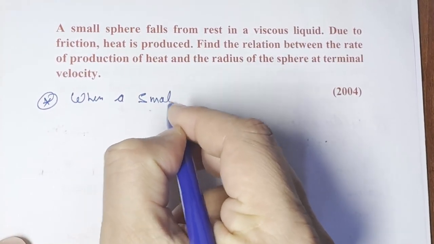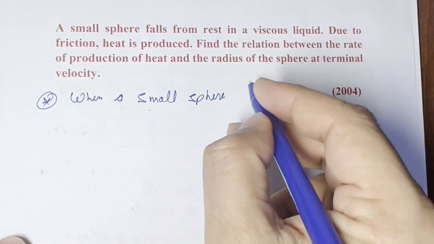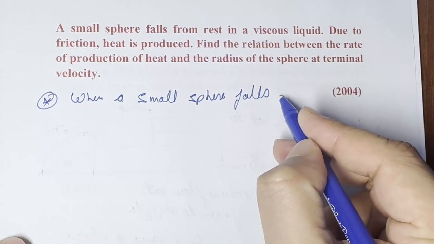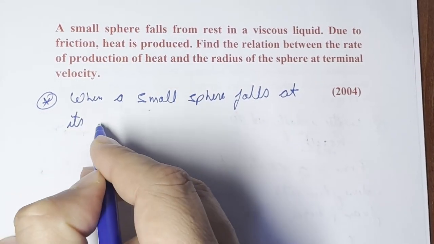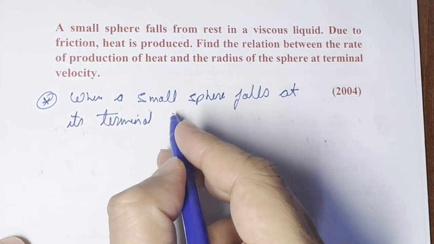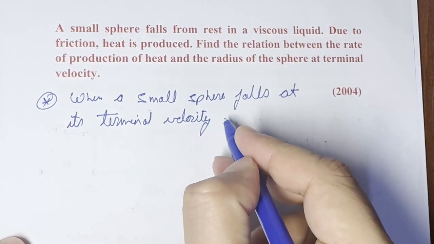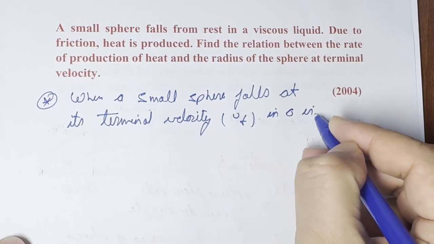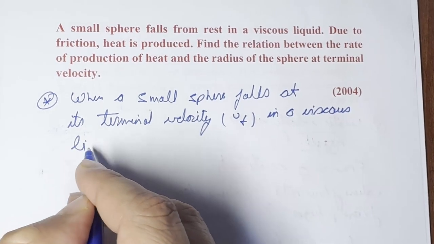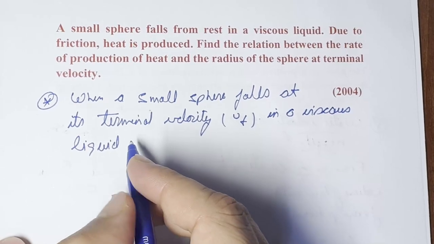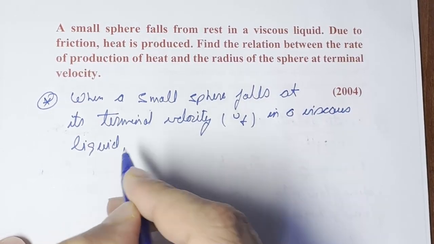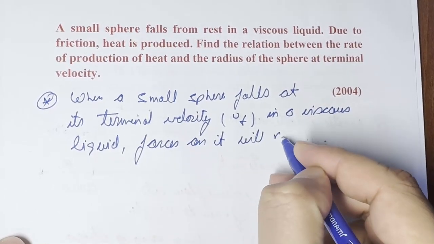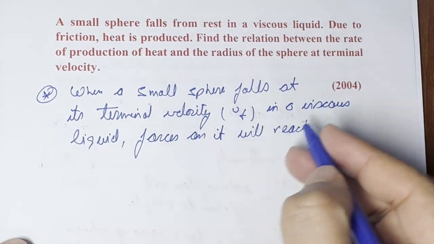a small sphere falls at its terminal velocity, which is supposed to be given as Vt, in a viscous liquid, forces on it will reach equilibrium.